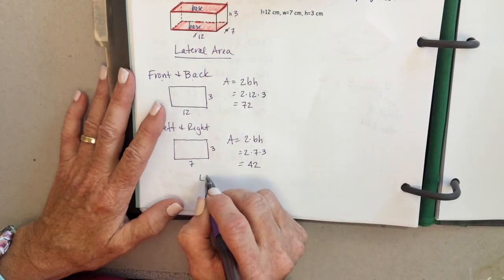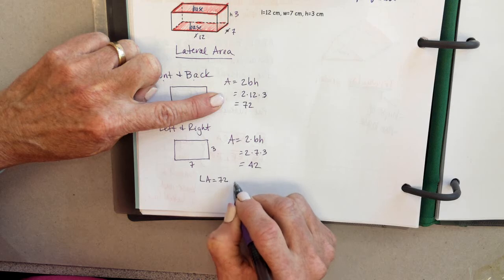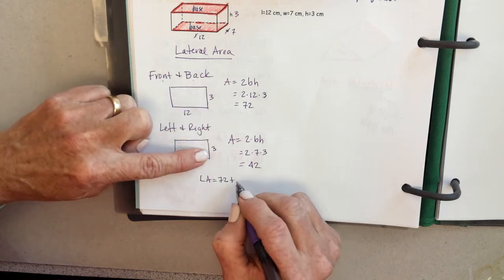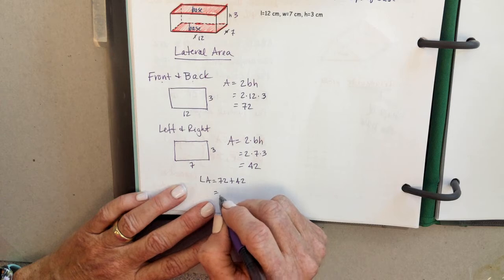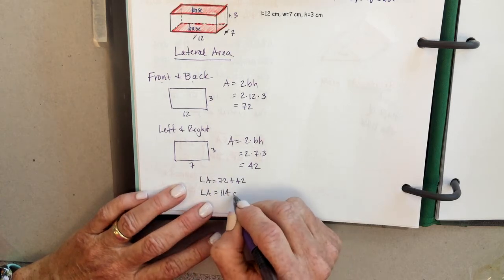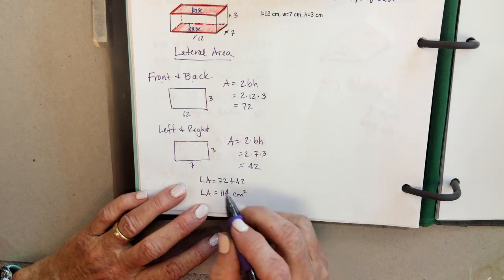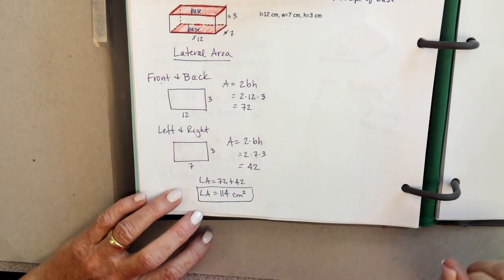So our lateral area is the front and the back sides, 72, plus the left and right sides, 42. And 72 and 42 is 114. This is area, so these are centimeters squared. There's that lateral area.